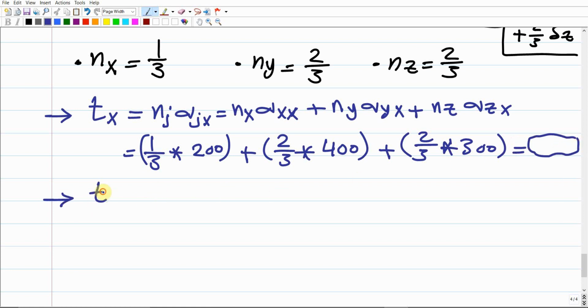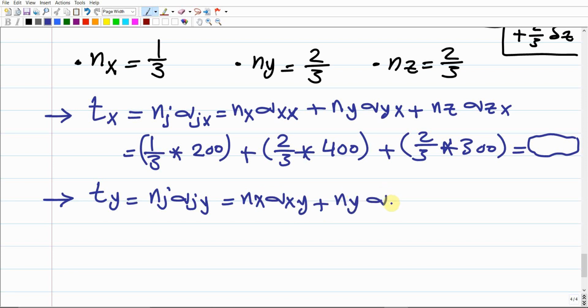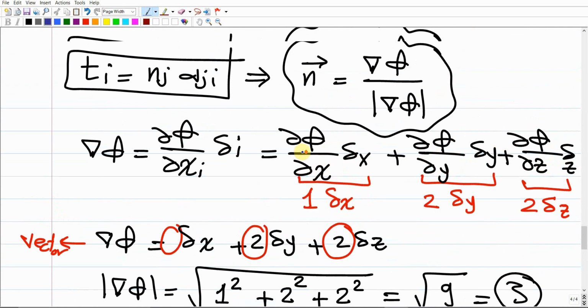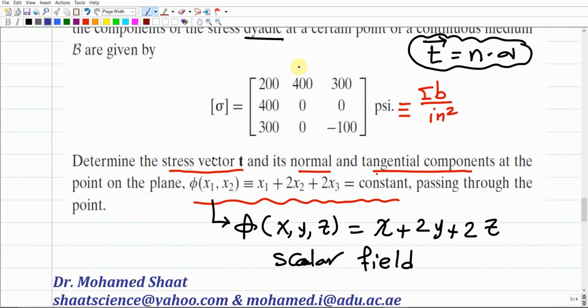Then how about Ty? Ty, you're going to do the same. It's going to be nj sigma jy, equal the nx sigma xy plus the ny sigma yy plus the nz sigma zy. Make sense? Then you're just going to plug in this data. Nx, we got it as 1/3 times sigma xy. If we go up, sigma xy is already given by 400.